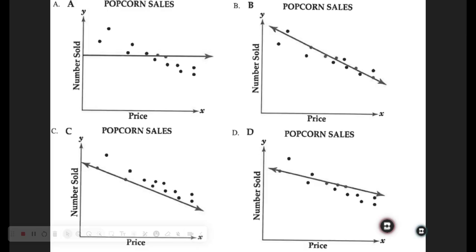Okay, if you said B, you're absolutely correct. I see some people could think that. But if you look at B, it kind of connects with more points. It's kind of in the middle of the data. So that would be the line of best fit, or also known as the trend line.